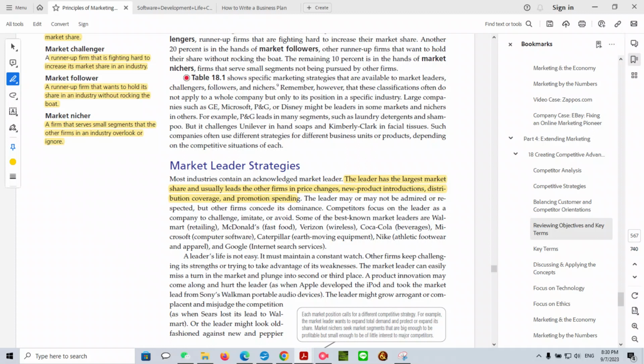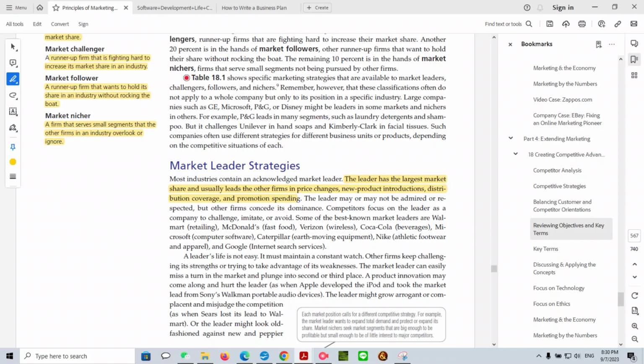A leader's life is not easy. It must maintain constant watch. Other firms keep challenging its strength, trying to take advantage of its weakness. The market leader can easily miss a turn in the market and plunge into second or third place. A product innovation may come along and hurt the leader, as when Apple developed the iPod and took the market lead from Sony's Walkman portable audio devices.